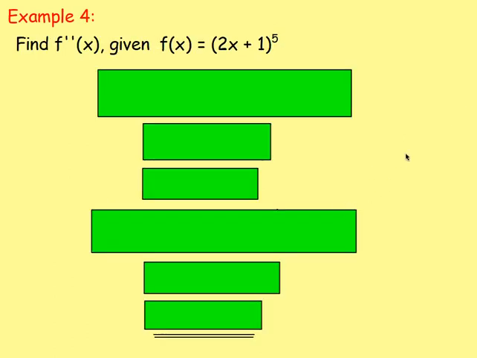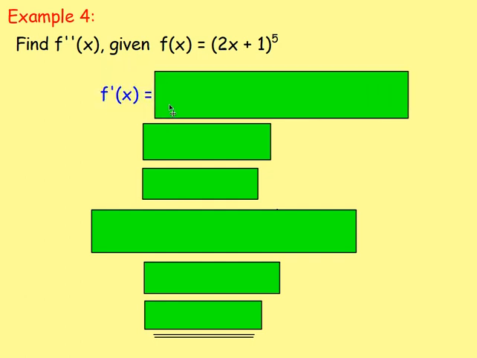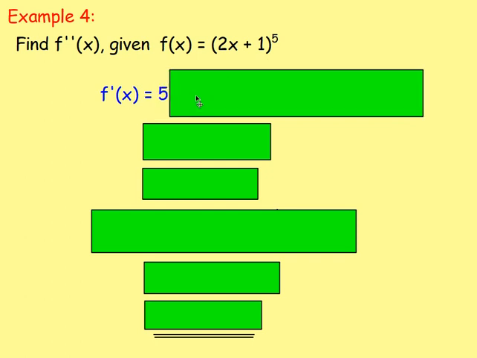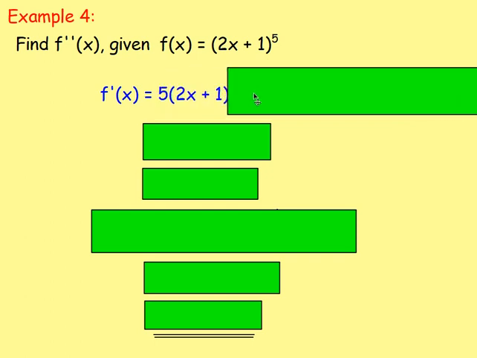Example 4, find f double dash x given f of x equals 2x plus 1 all to the power of 5. So once again we want the second derivative. Tega, what would you do? Good, so to get the first derivative you would just differentiate using the chain rule. Perfectly right. So differentiate outside the brackets, the 5 would come down, the brackets stay as they are, you take 1 off the power. Good. Tega, you're perfectly right.